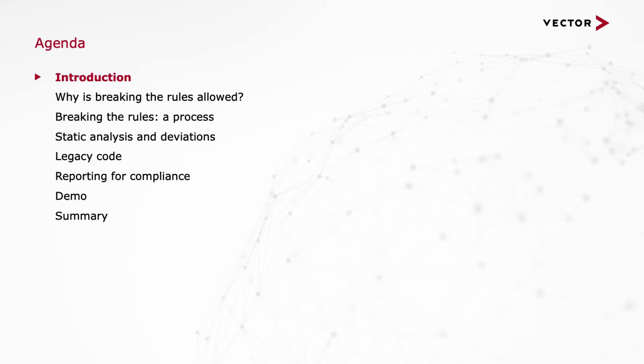Why is breaking the rules allowed? Then we're going to look at a process for breaking the rules. Then we'll have a look at how we can do this using static analysis and deviations. We'll have a slight diversion into talking about legacy code. And then we'll have a look at how we can report on our code compliance. And then we'll have a very short demo and then a summary.